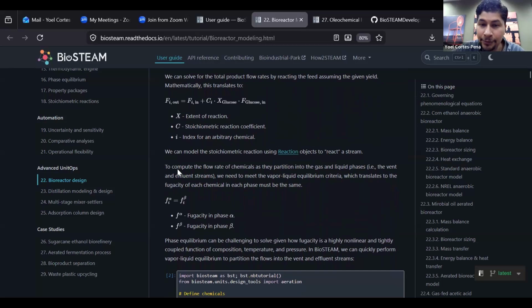Now, for the mass balance, we also need to take into account vapor-liquid equilibrium. And going into a detailed calculation for that is not trivial at all. So we'll just be using BioSTEAM's vapor-liquid equilibrium capabilities to model that.